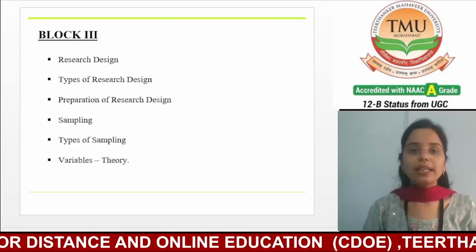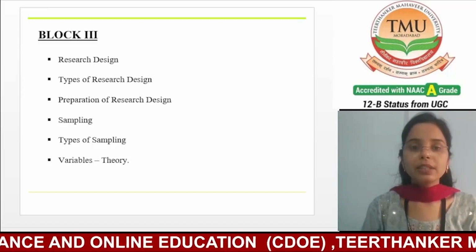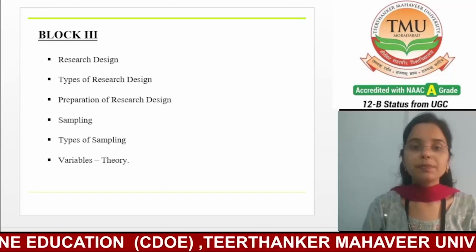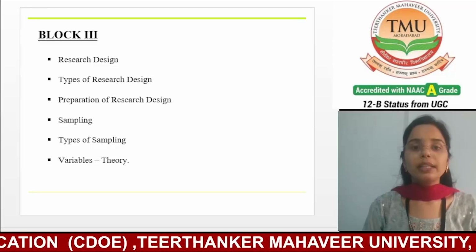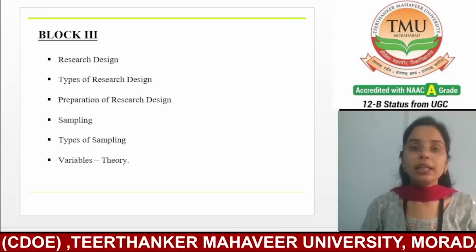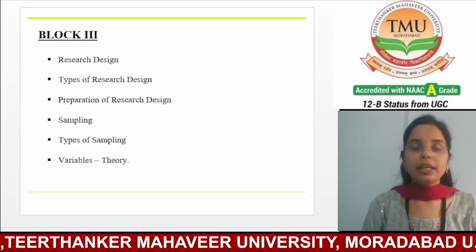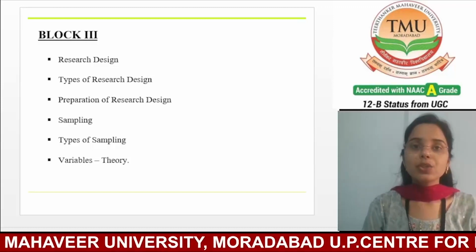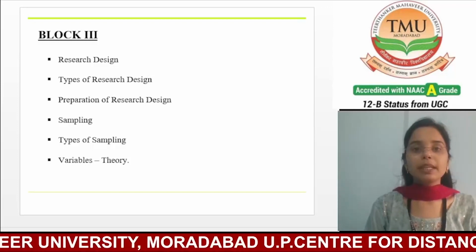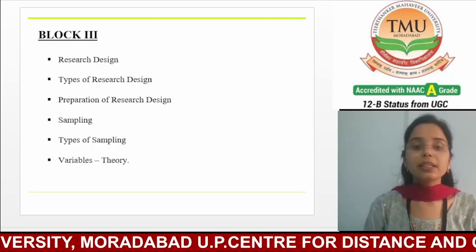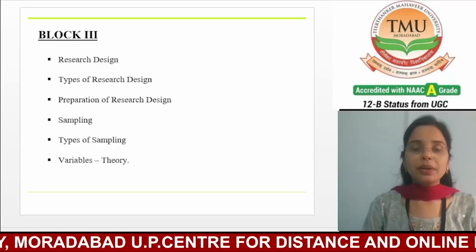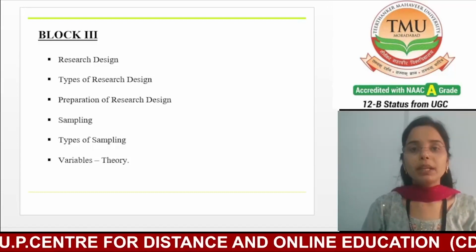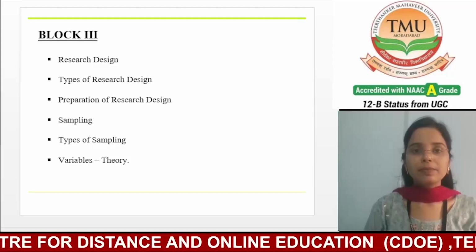The first one is research design. The second one is types of research design. The third one is preparation of research design. The next one is sampling. The next one is types of sampling. And the last one is variables. So, we are going to cover all these topics under the third block.